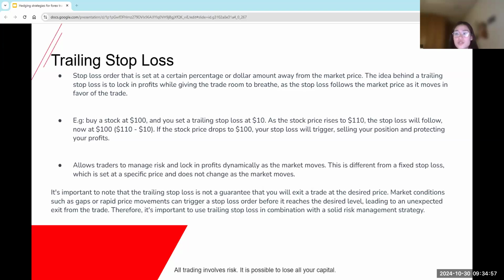Okay, so it's important to note that the trailing stop loss is not a guarantee that you will exit a trade at the desired price. Market conditions such as gaps or rapid price movements can trigger a stop loss order before it reaches the desired level, leading to an unexpected exit from the trade. Therefore, it's important to use a trailing stop loss in combination with a solid risk management strategy.